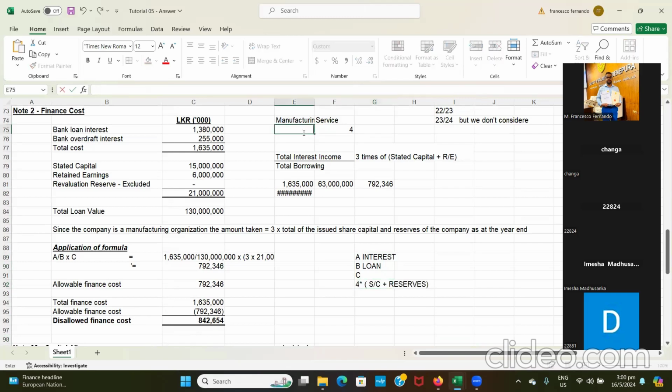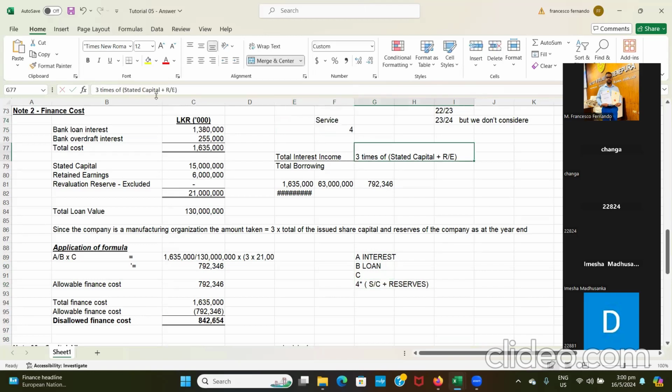So this 3 is wrong. The 3 is not there. So here also the answer is wrong. It should be multiplied by 4, right? The 3 was there in the previous Act. Now we don't have a 3. We have only 4. Whether it is manufacturing or service, it should be multiplied by 4. So please note that the answer here is wrong.